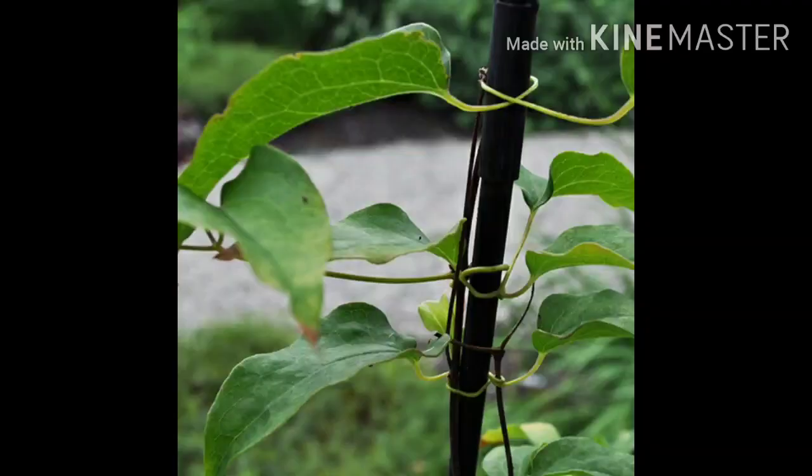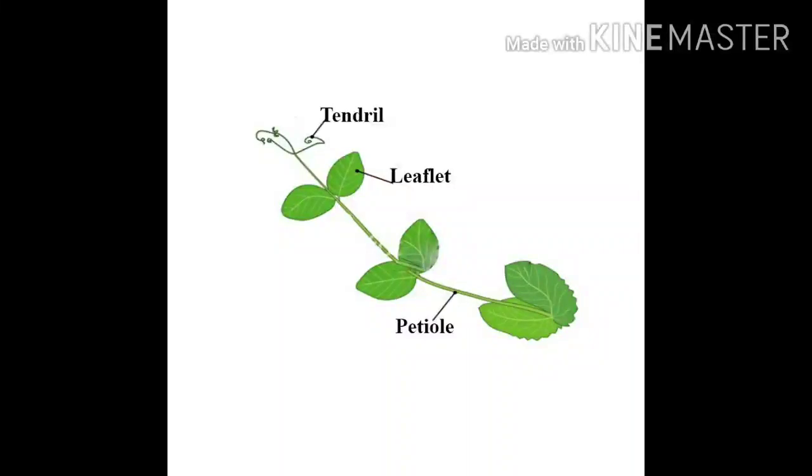In case of certain weak stemmed plants, leaves or leaflets are modified into wiry coiled structures, and these wiry coiled structures are called tendrils. They are very sensitive to touch. As they touch any object, they coil around it and support the plant to climb up. Example: sweet pea. In sweet pea, upper leaflets are modified into tendrils.